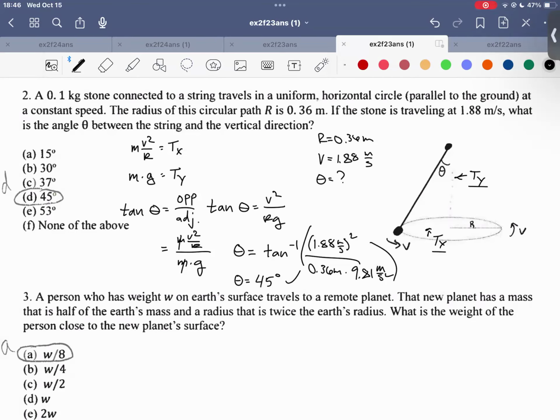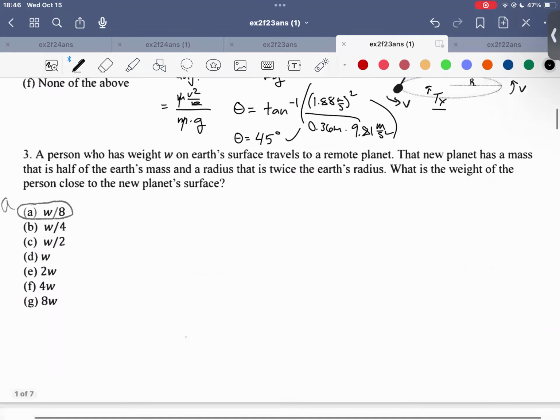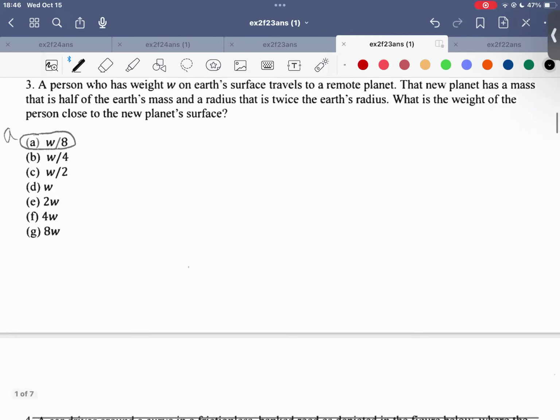Okay, so that's 2. And then for 3, we're told a person who has weight W on Earth's surface travels to a remote planet. That new planet has a mass that is half of the Earth's mass and a radius that is twice the Earth's radius. What is the weight of the person close to the new planet's surface?